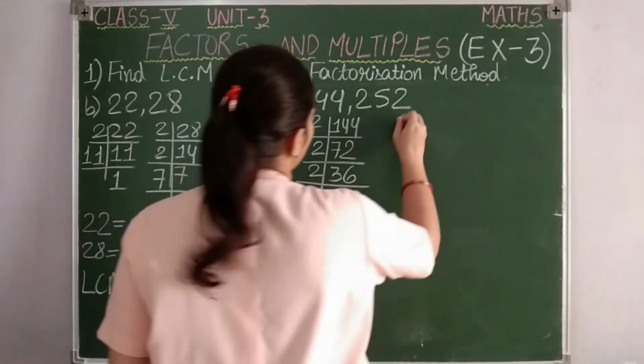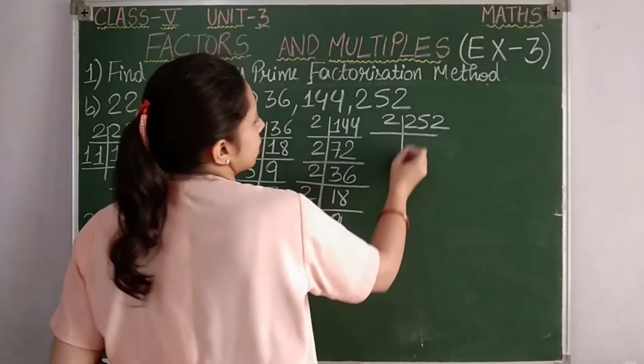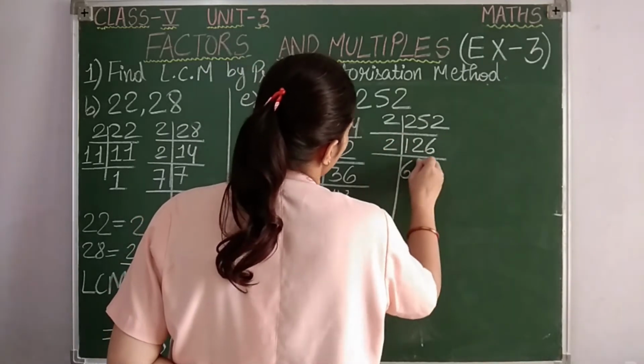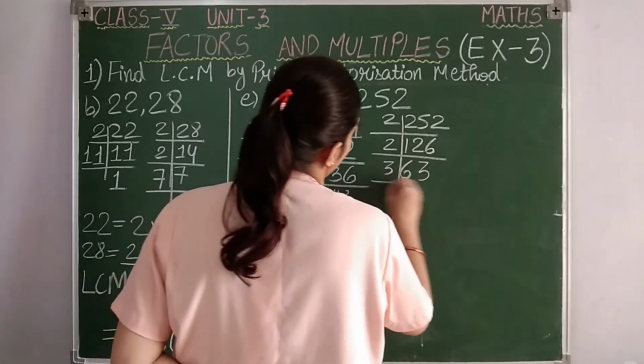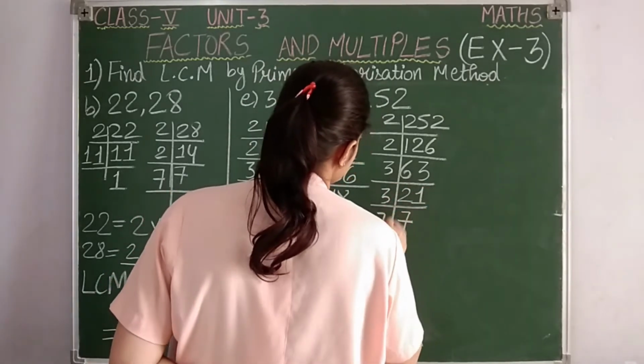Okay. Then for 252, 2 ones are 2, 2 twos are 4, 2 sixes are 12. Again 2, 2 sixes are 12, 2 threes are 6. Then 3, 3 twos are 6, 3 ones are 3. Then 3, 3 sevens are 21, 7.